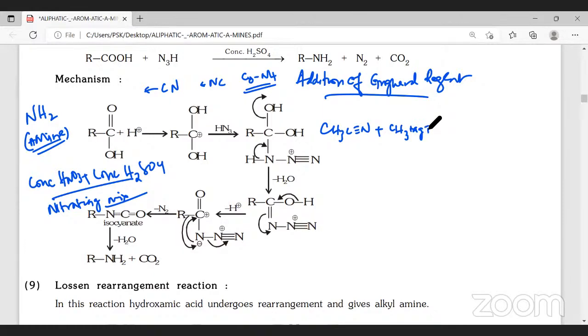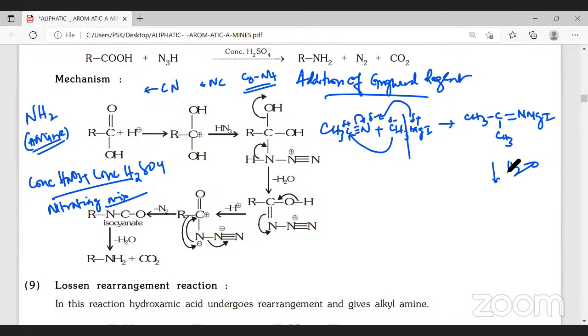Now the CH3MgI, we will have Mg as a positive character and CH3 as a negative. The bonded pair of electrons will move towards nitrogen. Nitrogen will have a negative character, this carbon will have a positive character. So MgI will attack nitrogen and this CH3 will attack this carbon. So one pi bond breaks. So what's the intermediate compound we get? We get CH3, C, CH3, double bond N, MgI.